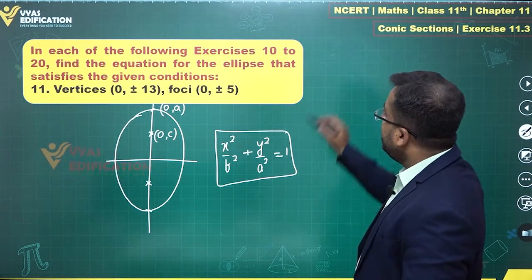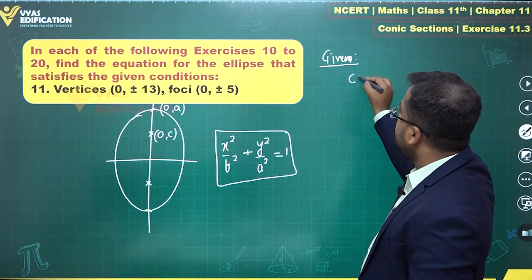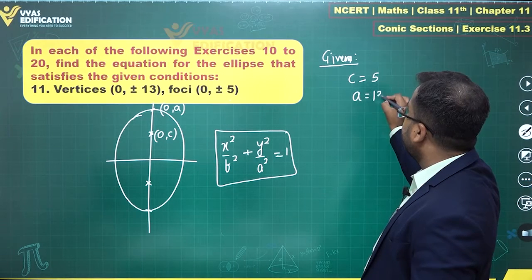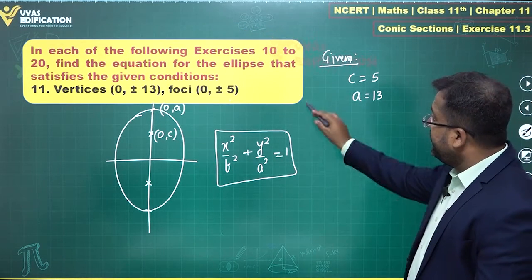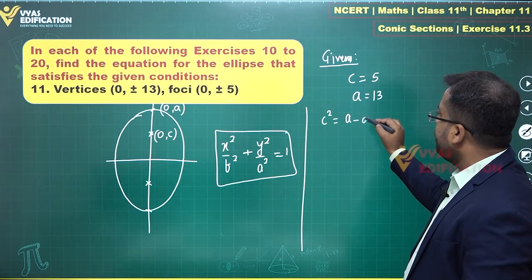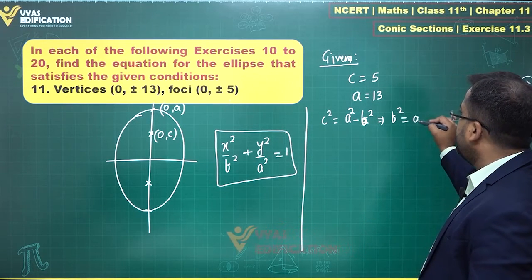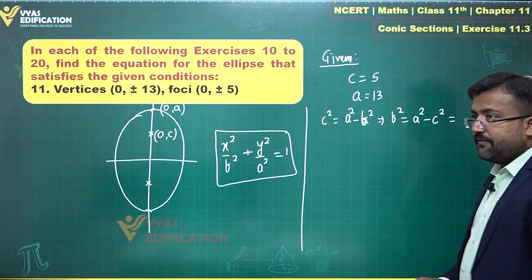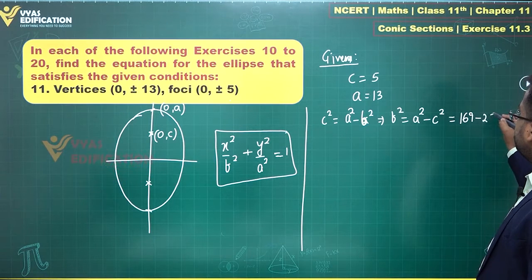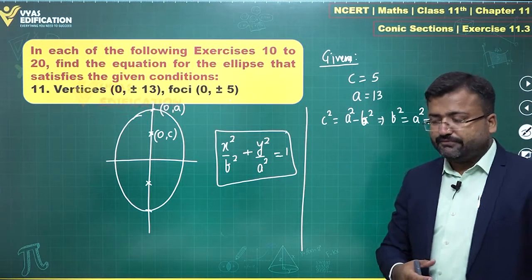So with the help of the given information, we can identify that c will be equal to 5, and a will be equal to 13. The next thing that we need is b. So c square will be equal to a square minus b square. That's something that we are aware of. So b square is equal to a square minus c square. And what is that? This is 13 square, 169, minus 5 square, and this is 144. So b square is actually 144, b is 12.